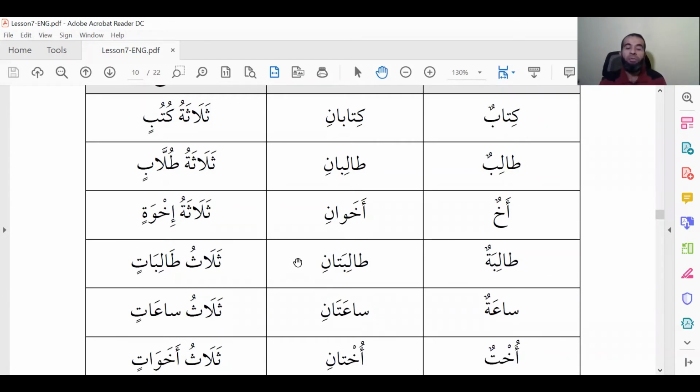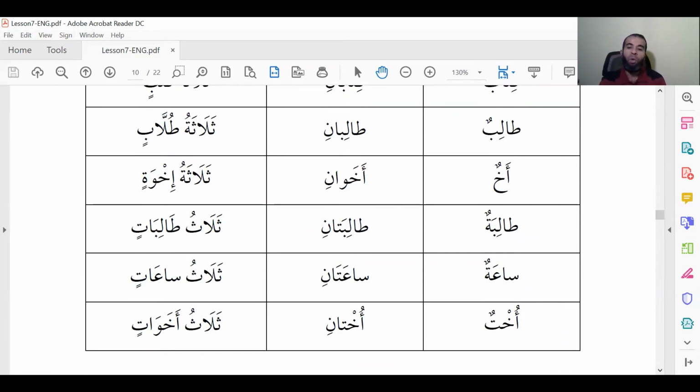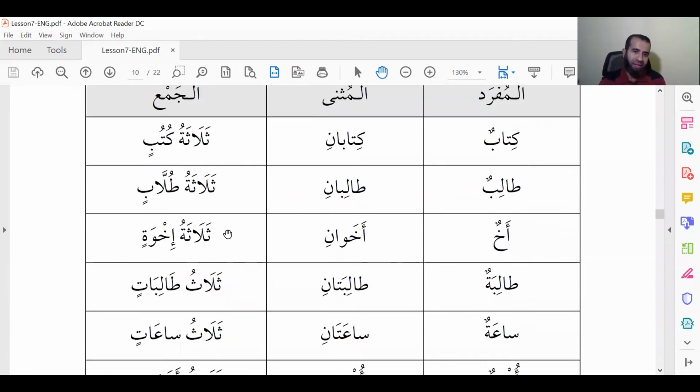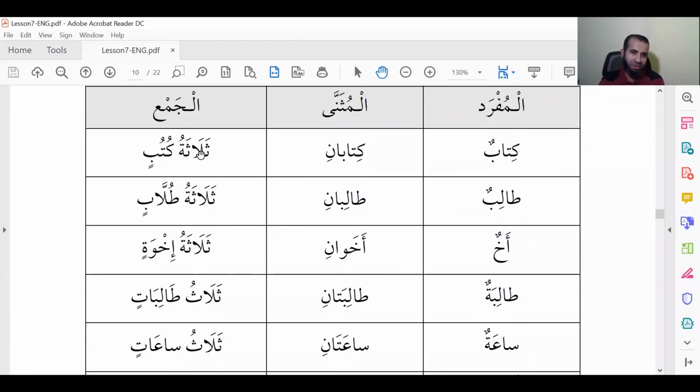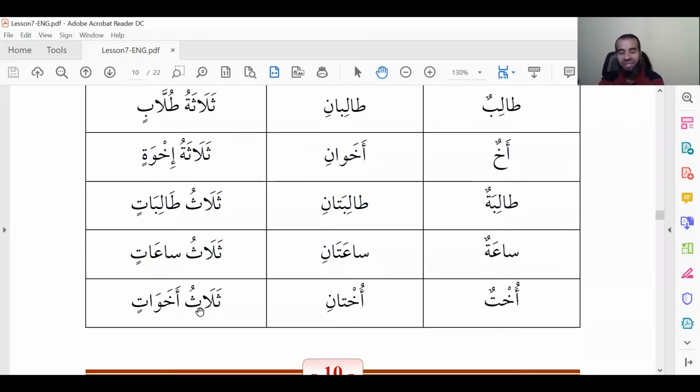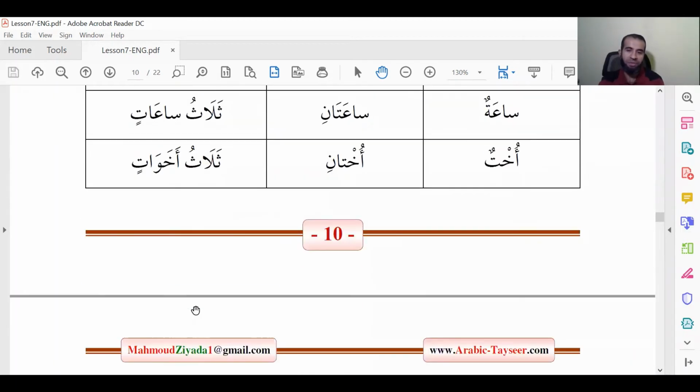طالبة، طالبتان، ثلاث طالبات. ساعة، ساعتان، ثلاث ساعات. أخت، أختان، ثلاث أخوات. You may like to ask me here also why here we say ثلاثة, but here we say ثلاث. Inshallah, I'll tell you the reason.